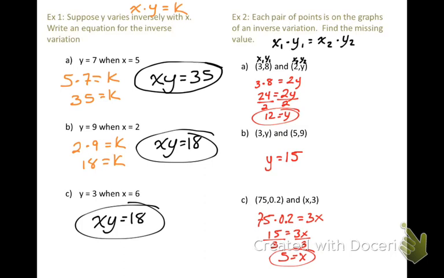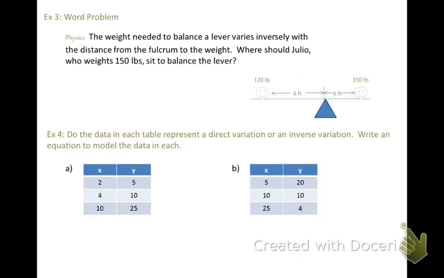All right, let's try another one. I think I have to fix some information on this word problem. We have the weight needed to balance a lever varies inversely with the distance from the fulcrum of the weight. A fulcrum is, if you look at this triangle on this lever, your fulcrum right here, where the triangle hits the balance beam.